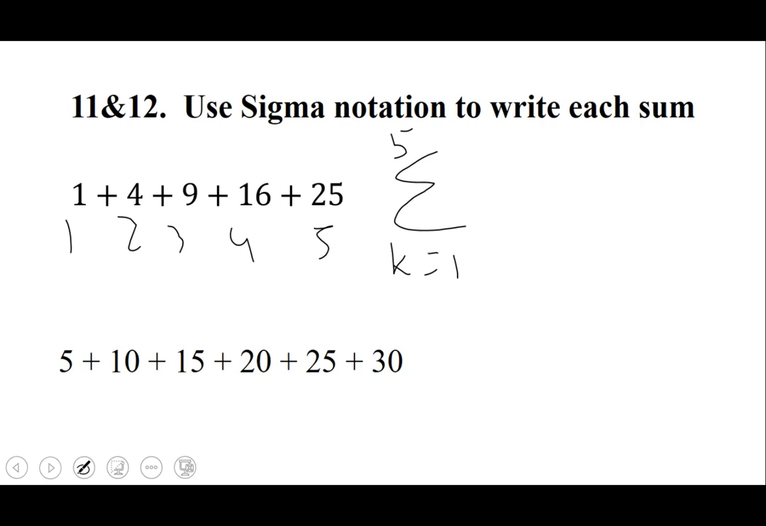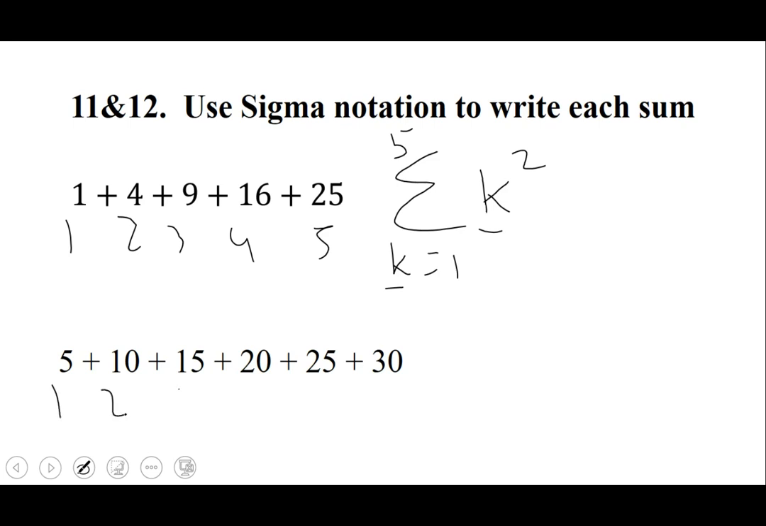What is the actual formula? How does a 1 become a 1, a 2 become a 4, a 3 become a 9? That's our old friend, just the perfect square. So in this case, it would be K squared. Make sure that your variables always match. If you're using K, make sure they're both K. If you're using I, make sure they're both I.